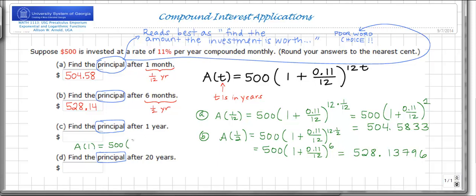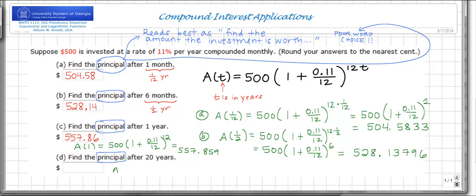Okay. All right, so if the time is 1 year, then T is simply 1, and our calculation is 500 times 1 plus the periodic rate of 0.11 divided by 12 for 12 months, giving us a total with a few decimals beyond the decimal place, 557.859, which we would then round appropriately and enter our answer as 557.86.